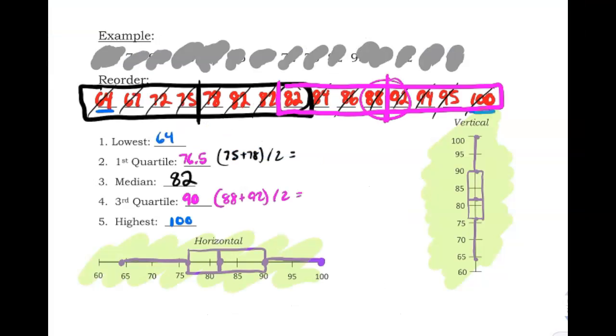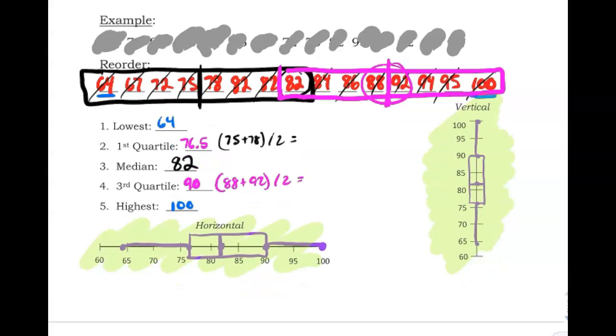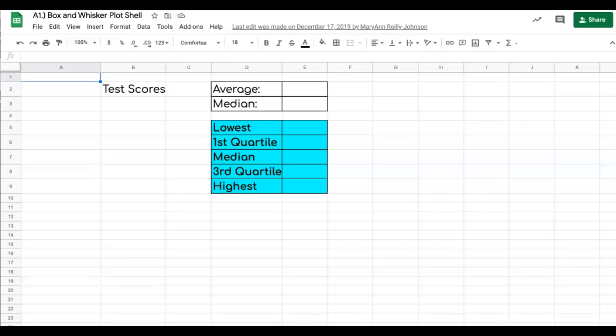Okay, so now we're going to switch over and open up that Google Sheet that was also in Google Classroom, and we'll do a little bit electronically now. If the file made a copy for everybody, it should look like this. Now, underneath test scores, I'm going to start listing all the test scores that we had in the notes that we just did. And we don't have to put them in order this time.